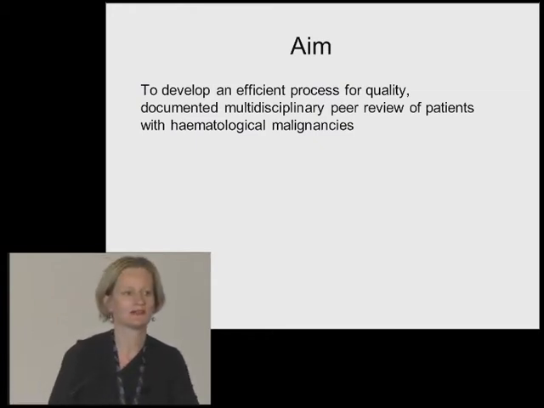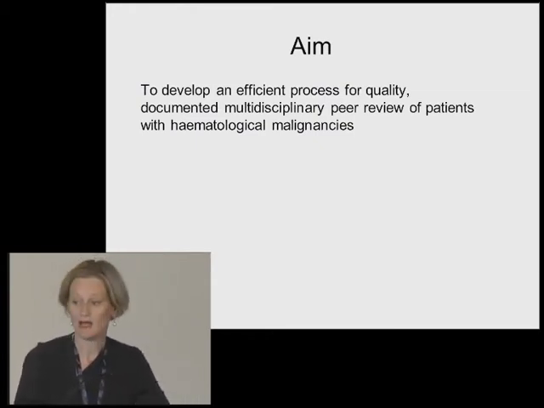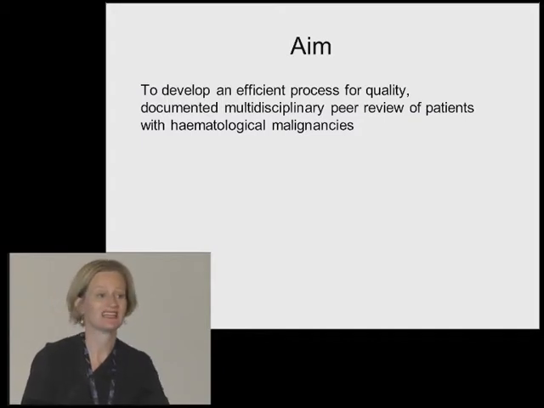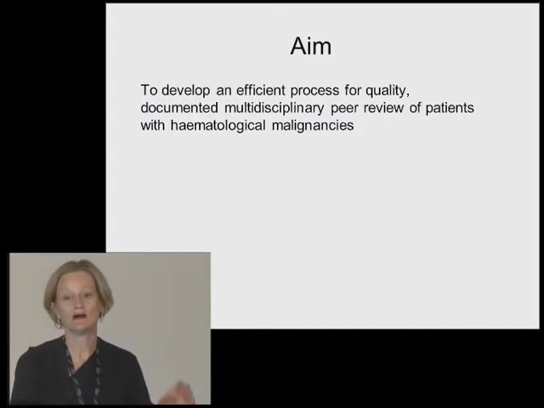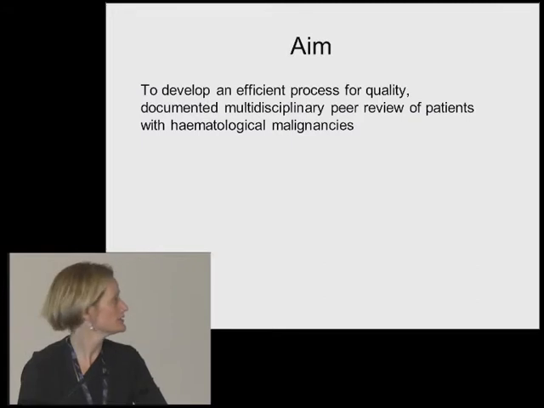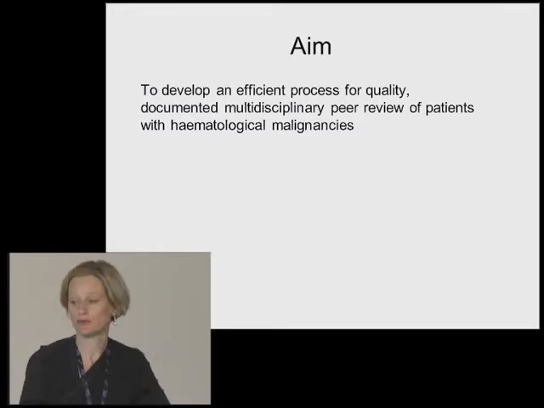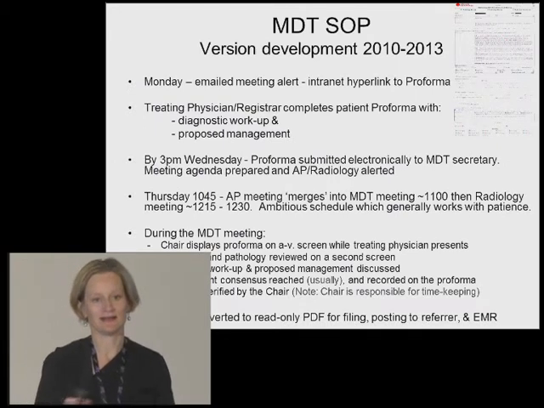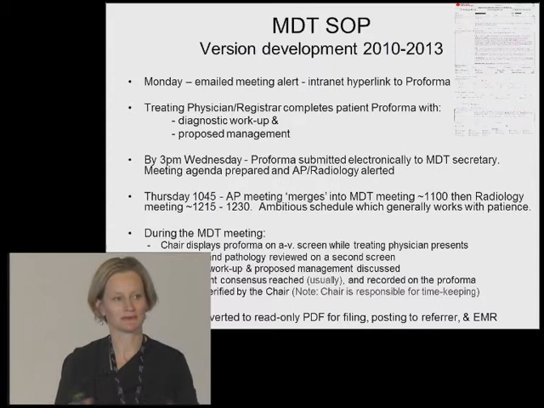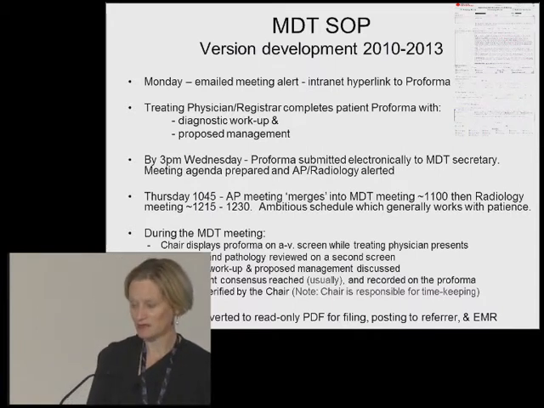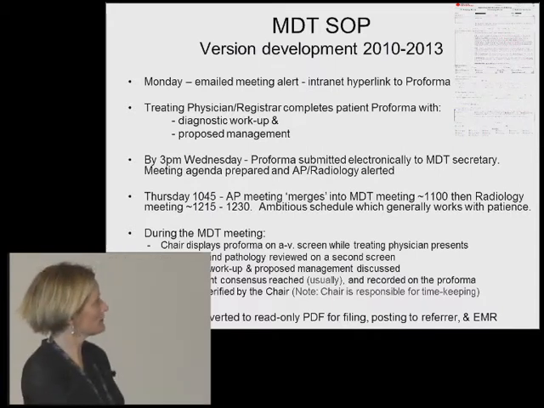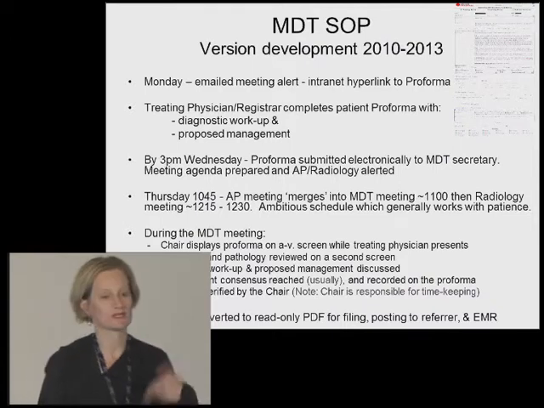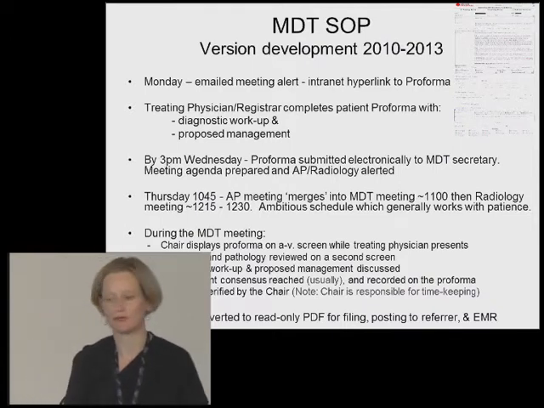And we decided in 2010 that just wasn't good enough, and we wanted to develop an efficient process for quality, documented, multidisciplinary peer review of patients with haematological malignancies. And this is the key slide, all right? This summarises all our methods and results in one, effectively. And you can see up there on the right-hand corner an example of the proforma, which I'll go through in great detail with you in a moment.